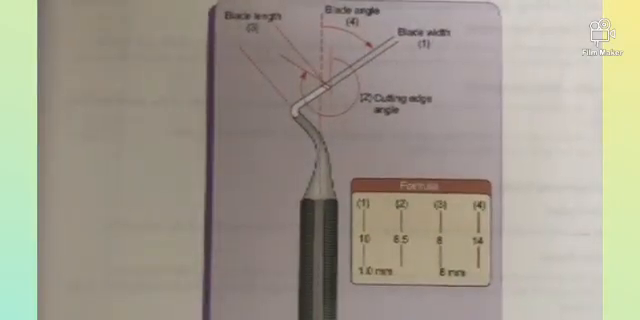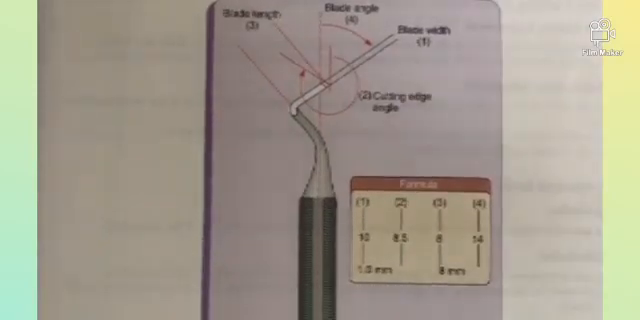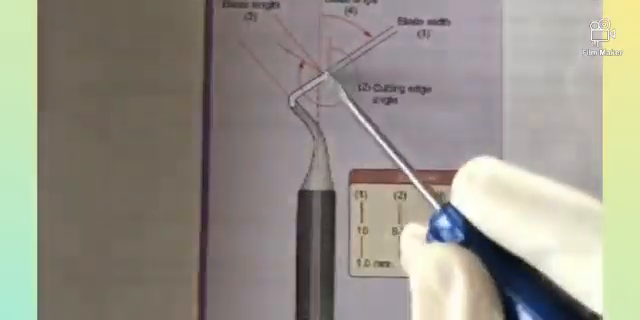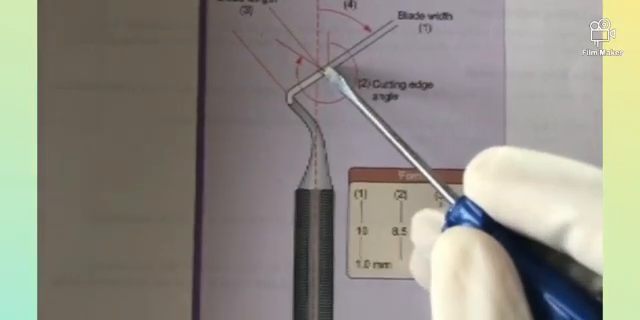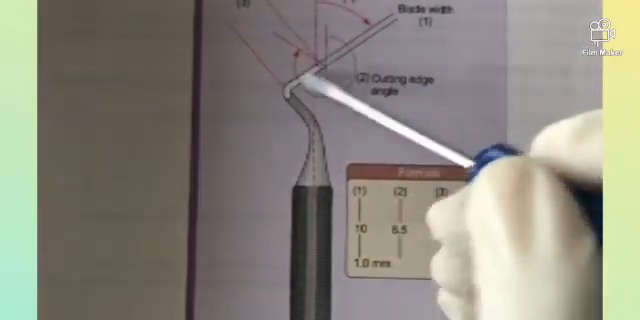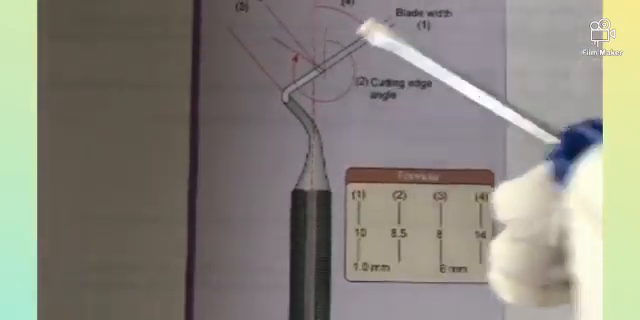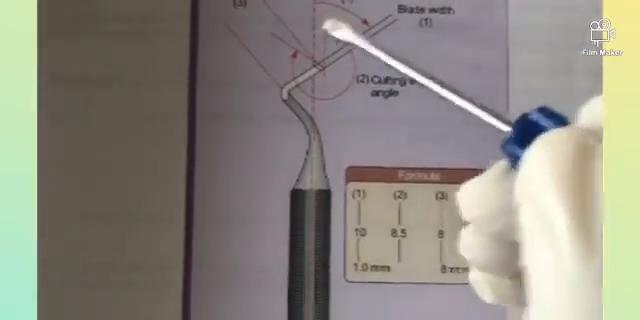Unit 1 in the 3-unit formula is the width of the blade. This is the width of the blade in tenths of millimeters. The second unit is the length of the blade in millimeters. And the third is the blade angle, the angle formed by the blade with the axis of the handle.